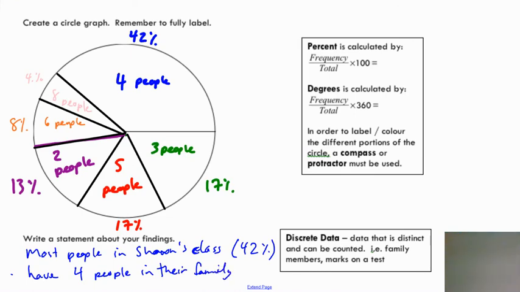Very good. Now this is discrete data, so you can't have half a family member. You can't have 3.5 people in a family. You don't count the dog in your family members in this case. So in that case, it's discrete. All right, so data that is distinct and that can be counted. So very good. That's our lesson.